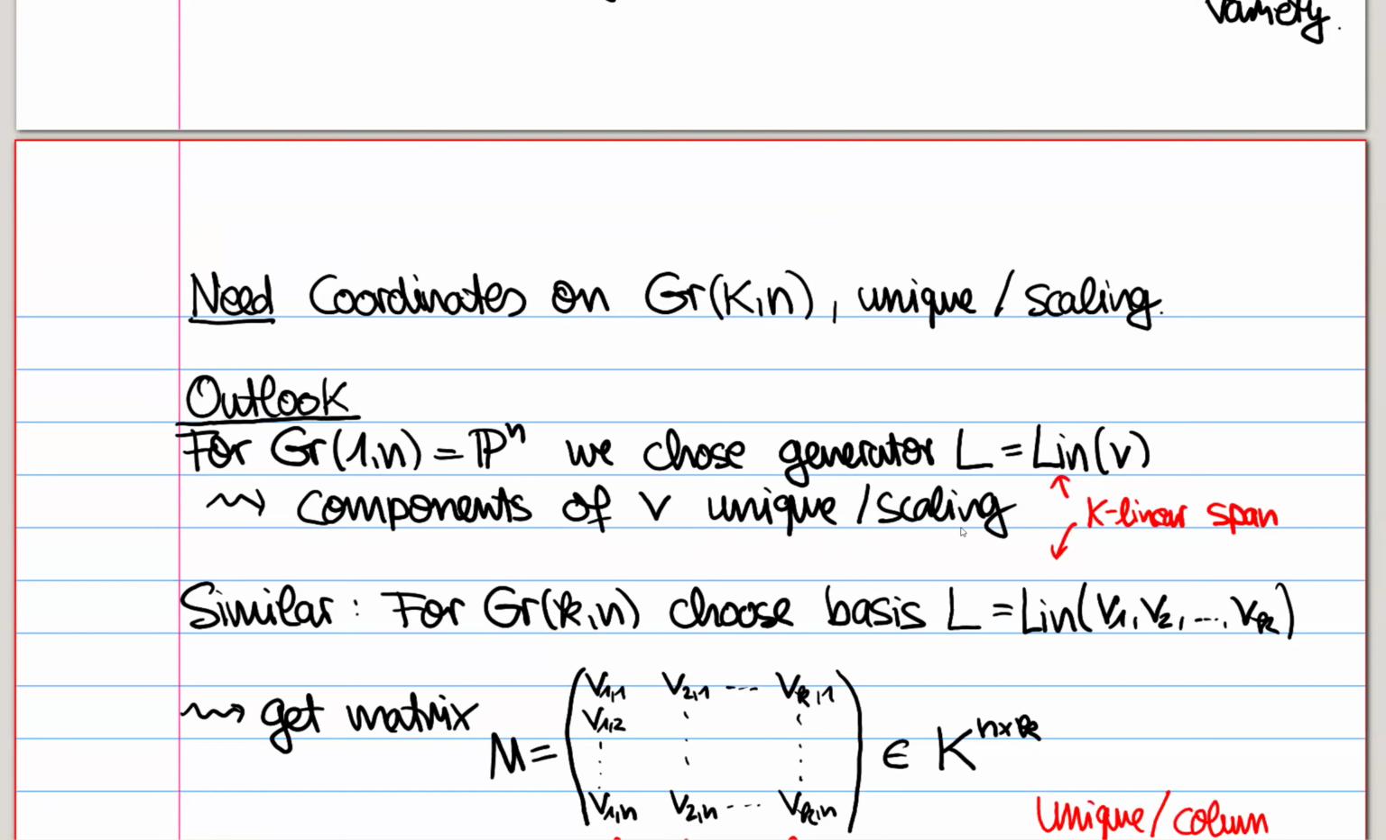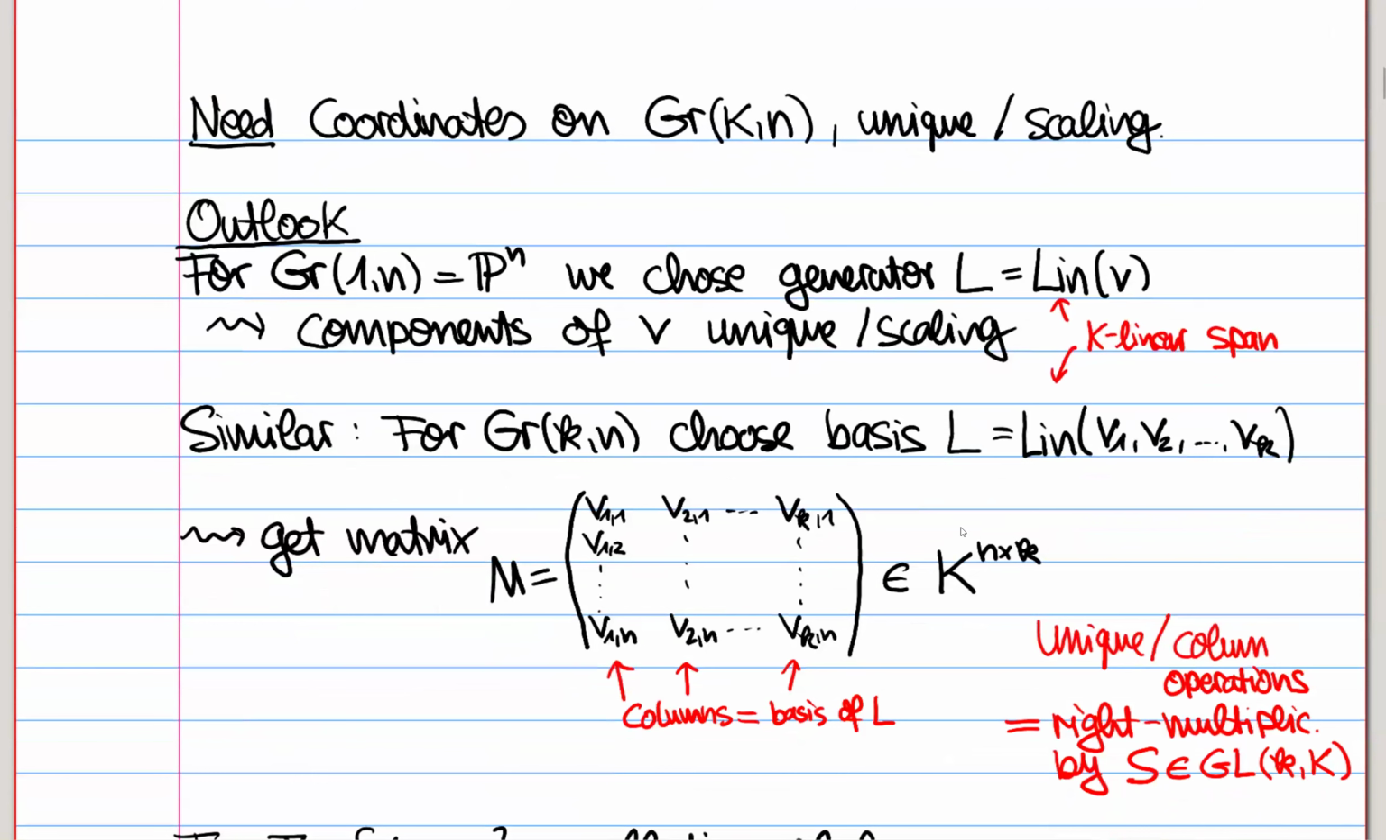And then similarly, if we are a Grassmannian, then we have a k-plane. So L is a k-plane, so we can choose a basis, v1 up to vk, and all of these are n-dimensional vectors. And then we can put them inside a matrix, right? We can just have them as the columns of an n cross k matrix M.